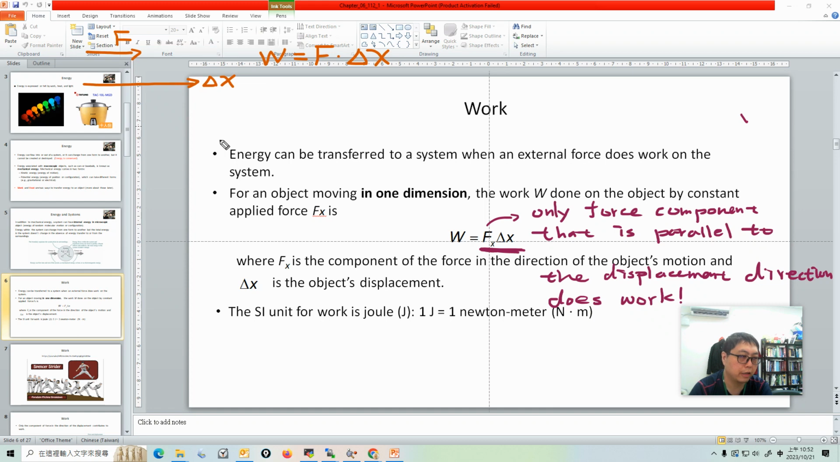Let's show another example. If your displacement is like this, but your force direction is like this, perpendicular to the displacement direction, your work is 0, because this force is not parallel to the displacement direction. That's why this force does not do work.